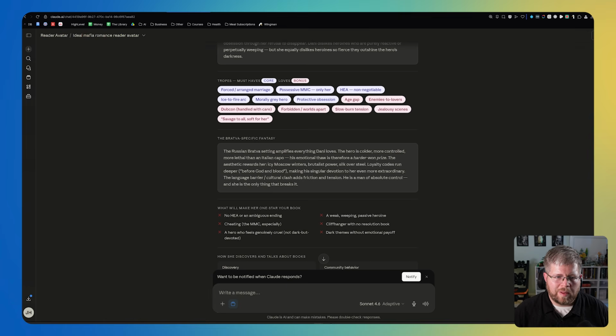So the core ones would be a forced or arranged marriage, possessive male main character, happily ever after, ice to fire arc, morally gray hero, protective obsession. I would add touch her and die to that from what I've researched, which is a fun one. And then bonuses are age gap, enemies to lovers. Enemies to lovers is almost a given, but not necessarily a requirement. Dubcon, handleable care, forbidden worlds apart, slow burn tension, jealousy scenes, savage to all, soft for her.